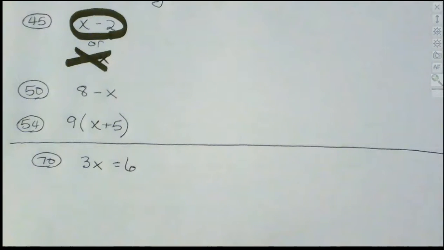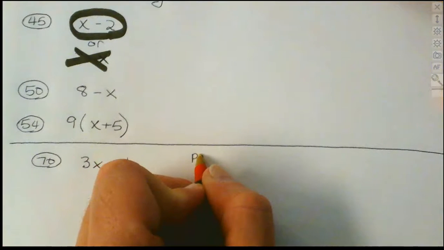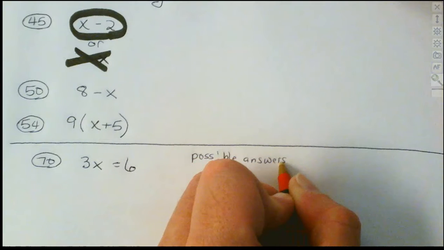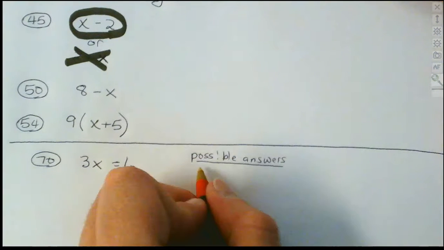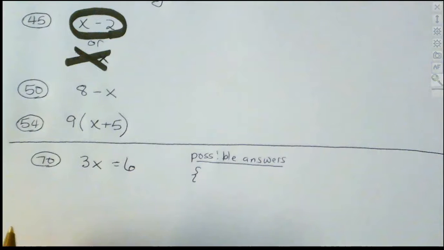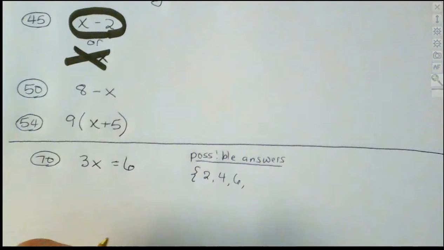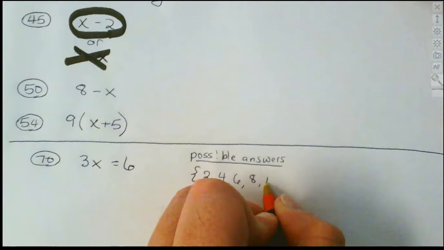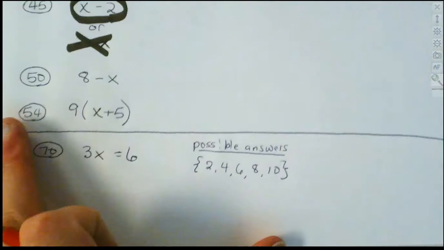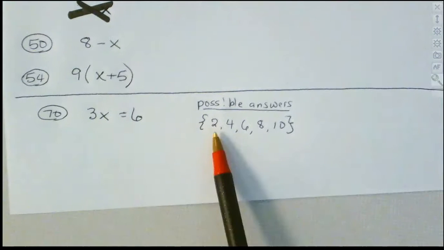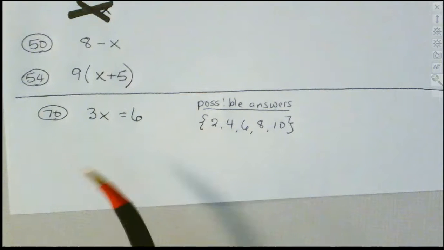Now they give you different values, and we need to figure out which one of these works. We want to find the solution. These are our possible answers. For all these questions, you have these numbers to choose from. And we need to figure out which one's going to work. Now, you can look at it and you can tell. Let's see which ones don't work.